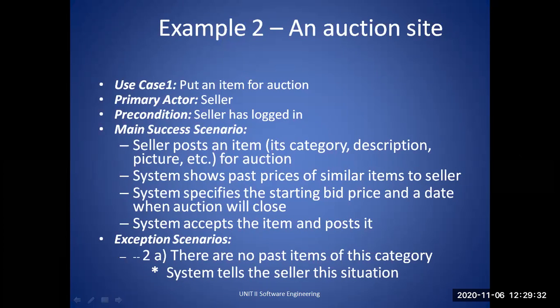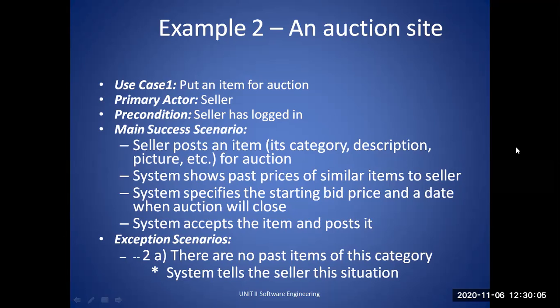So we have one more example, that is auction through online. There is one kind of item which is kept for auction, which is online. So who will be the primary actor? The seller will be the primary actor. So the product seller will be the primary actor, and the precondition for this kind of use case is that the seller has to be logged in. So the seller must be logged into the system.